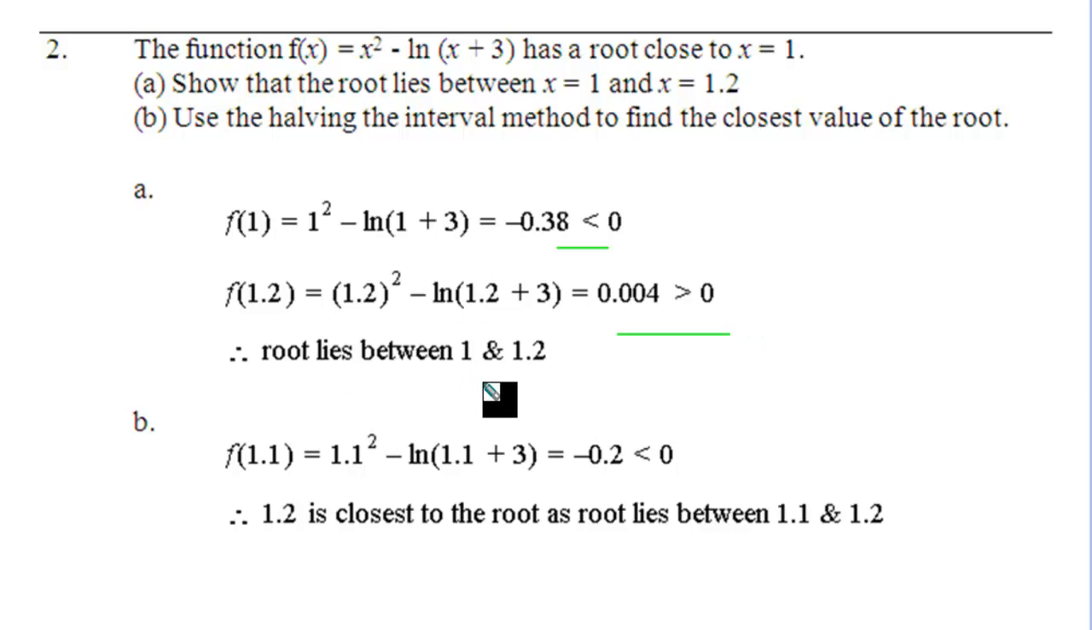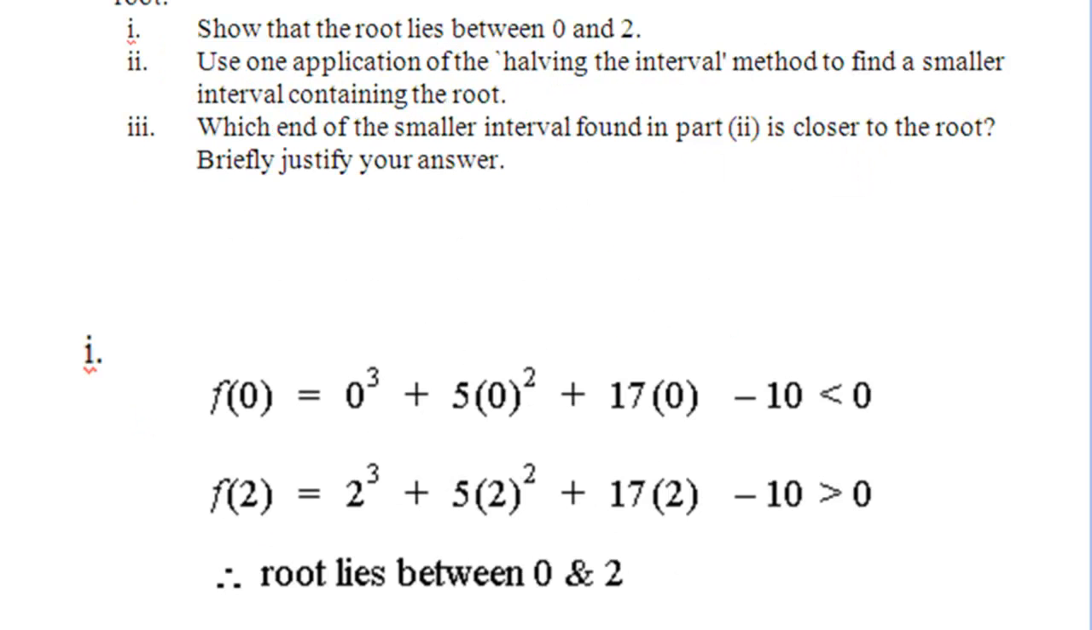So by using the halving interval, we'll find the closest value of the root. So we look at 1.1 and we get that that's negative, which means it's going to replace the 1 value, which means the root's between 1.1 and 1.2. So we make an estimation and say, out of 1 and 1.2, 1.2 is the closest to the root as the root lies there because it got replaced there. So that's what we'd say about finding the closest value of the root. So we're getting down to 1.1 of a decimal answer accuracy.